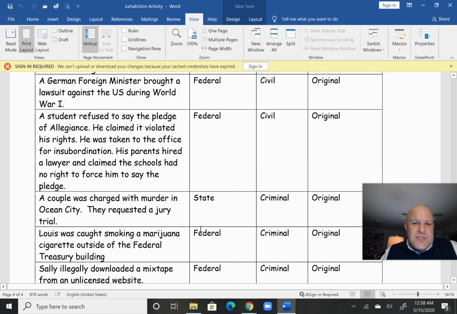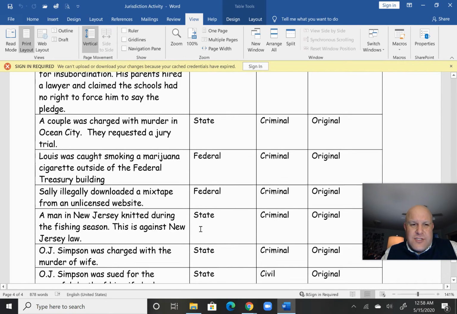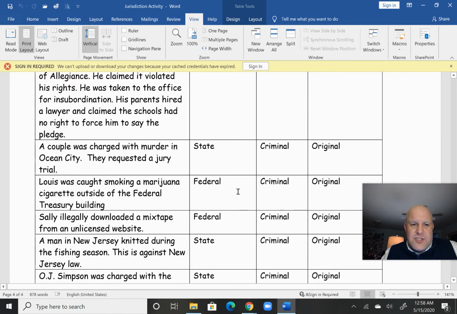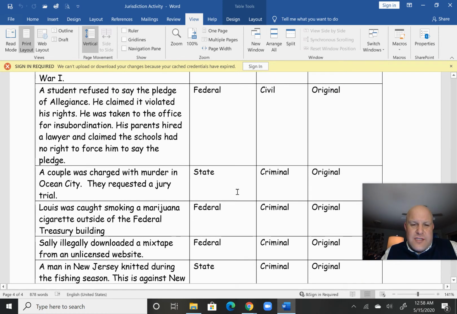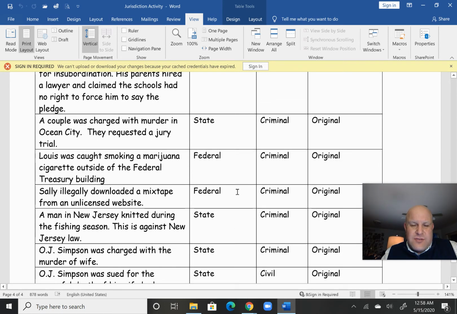A student refused to say the Pledge of Allegiance, violating his rights. So this is a federal case of rights. I think I talked about this on a Wednesday. Civil, and then it was heard in original jurisdiction. A couple was charged with murder in Ocean City. They requested a jury trial. Of course, murder is always going to be state, especially what's in their original criminal.